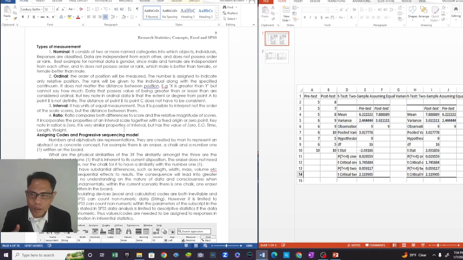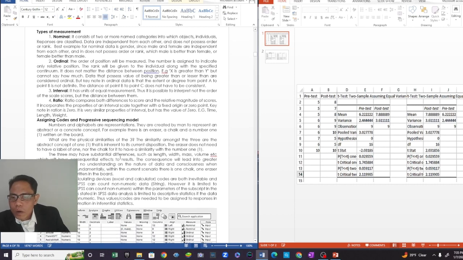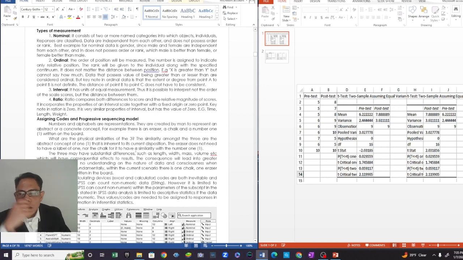Ordinal doesn't matter as long as there is order. But in ratio, it's not just A and B, but there's a concept of 0. So any measurement that establishes that there is a 0 point is a ratio. So, assigning codes and progressive sequencing model.